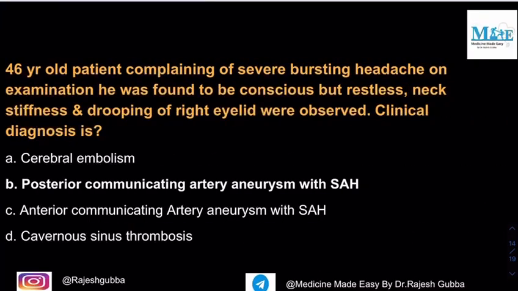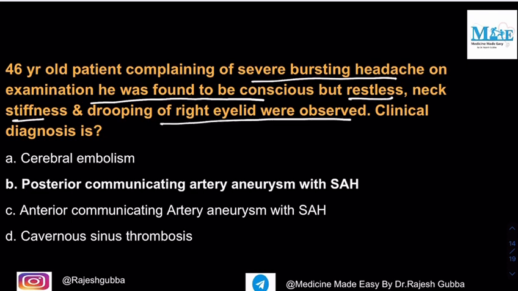And you see the next question, that is, a 46-year-old patient complaining of severe bursting headache. On examination, he was found to be conscious but restless. There is neck stiffness, drooping of the right upper lid were observed. What is the clinical diagnosis? Cerebral embolism, posterior communicating artery aneurysm with subarachnoid hemorrhage, anterior communicating artery aneurysm with subarachnoid hemorrhage, cavernous sinus thrombosis.